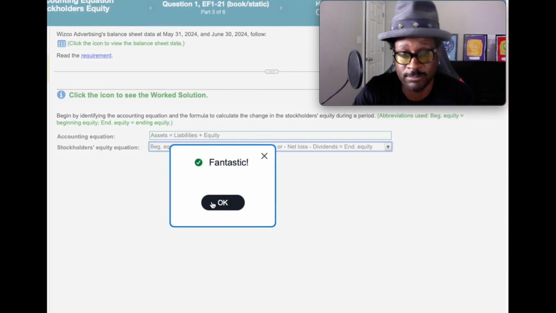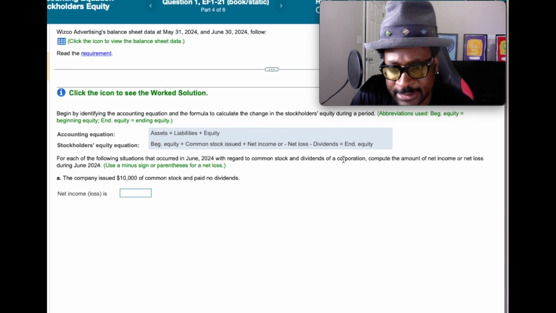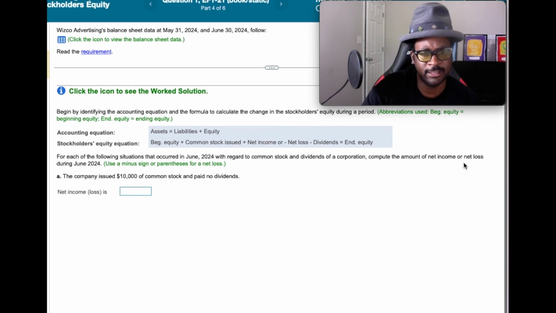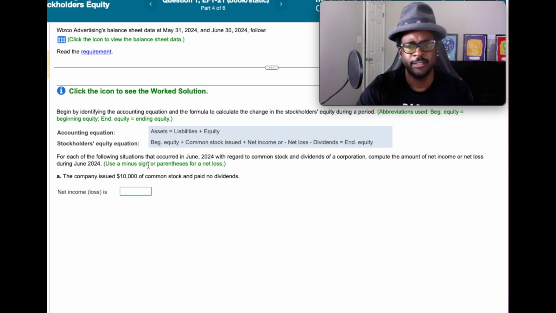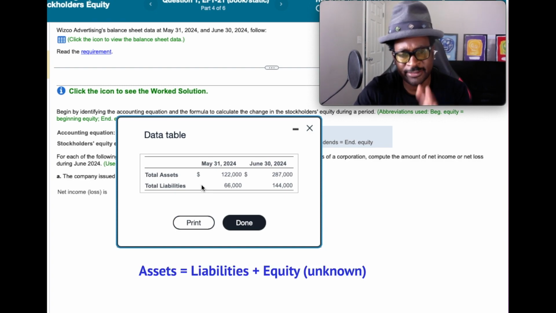Fantastic. Let's go. For each of the following situations that occurred in June with regard to common stock and dividends of a corporation, compute the amount of net income or net loss during June 2024. All right, gang. So here's the deal. If we go back to the balance sheet data, we see that we don't have stockholders equity. We have to calculate that. So that's the first thing we're going to do. So let's calculate the missing stockholders equity using our accounting equation.